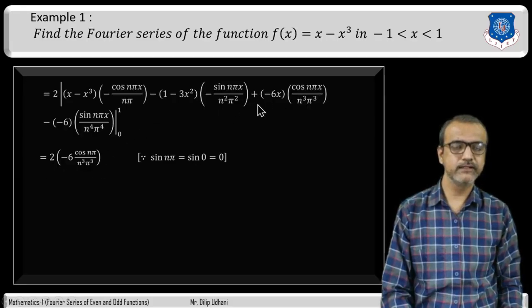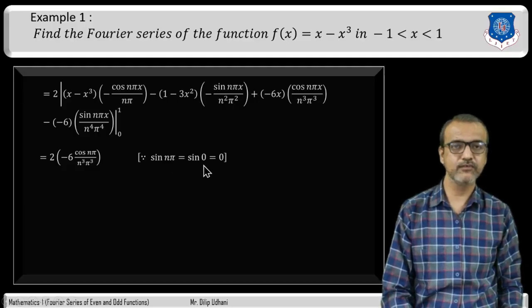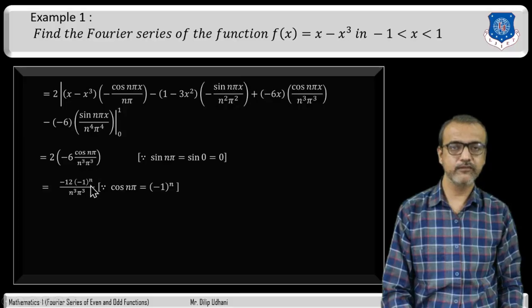So 2 will be as it is. Then minus 6 into 1, the result is minus 6, replacing x by 1, so it is cos n pi divided by n cube pi cube. And we have to write down this reason, that is sin n pi equals sin 0 equals 0. Now we will simplify this result, so 2 into minus 6, that is minus 12. And cos n pi is minus 1 to the power n, divided by n cube pi cube. And the value of cos n pi is minus 1 to the power n.